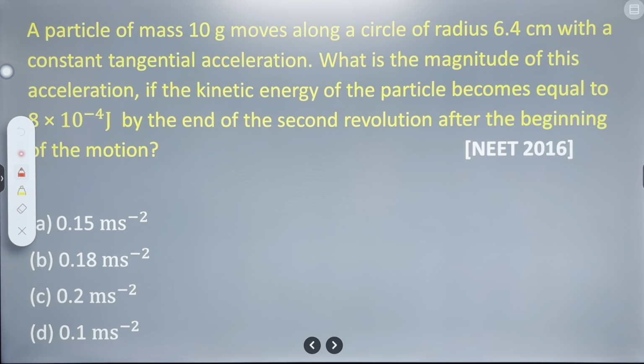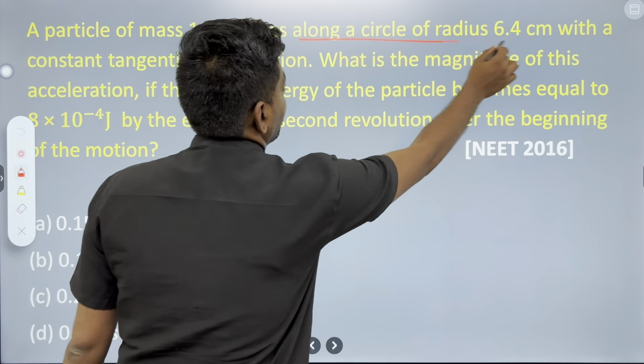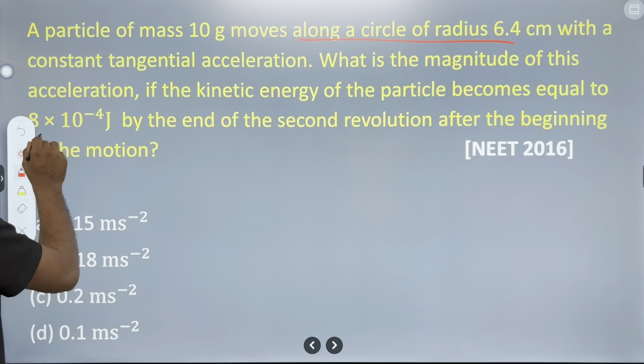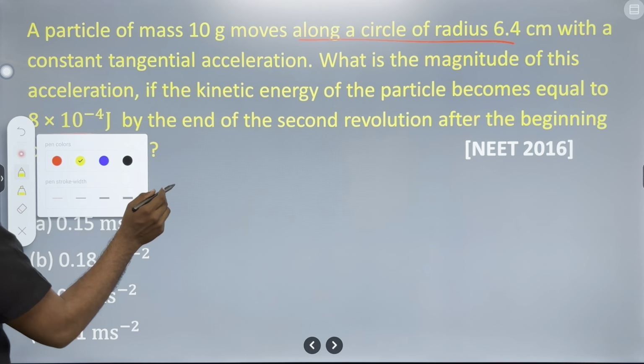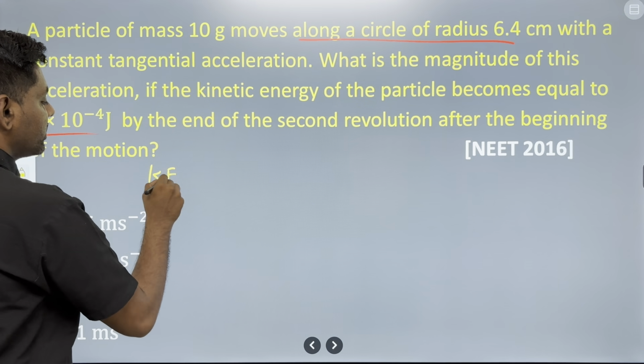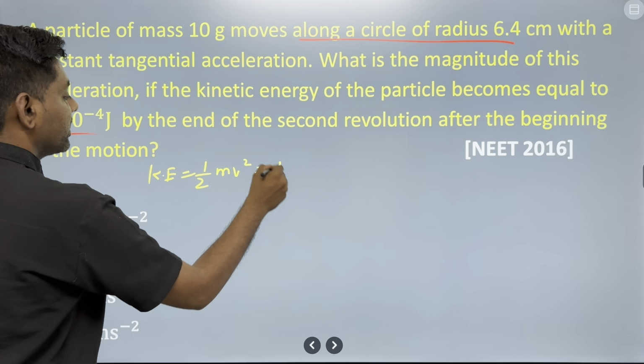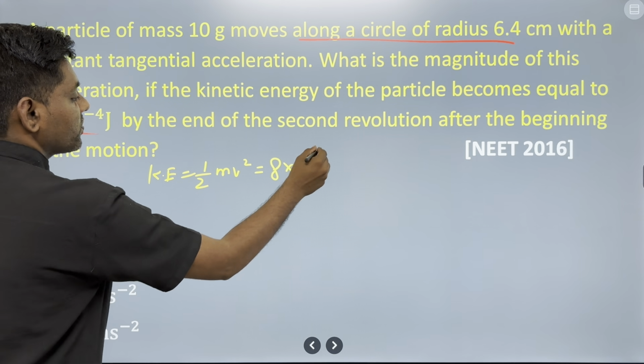The particle of mass 10 grams moves along a circle of radius 6.4 centimeter with a constant tangential acceleration. What is the magnitude of acceleration if the kinetic energy of the particle is equal to, kinetic energy is given how much? So that is, kinetic energy का फार्मूला हमें पता है, half m v square equal to, कितना दिया kinetic energy, 8 into 10 raised to minus 4 joule.